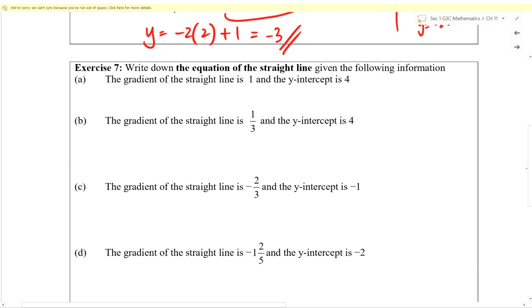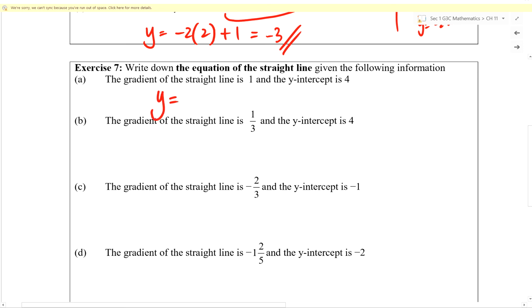Now exercise 7. Let's do it together. Write down the equation of the straight line. What is the format for the equation of a straight line, Harry? Y equals mx plus c. Yeah, Sean has already given us that. So, m is the gradient. They tell us it is 1. C is the y-intercept. And over here they tell us it is 4. So can you tell me the equation of this straight line?